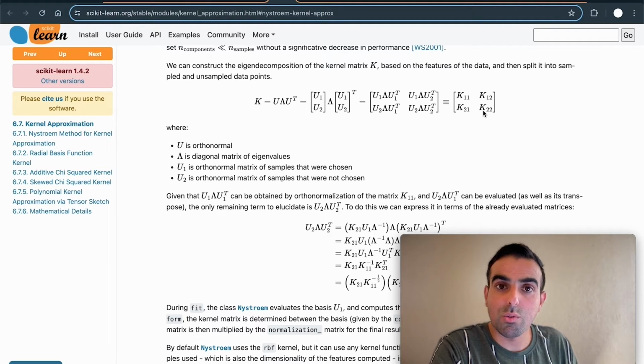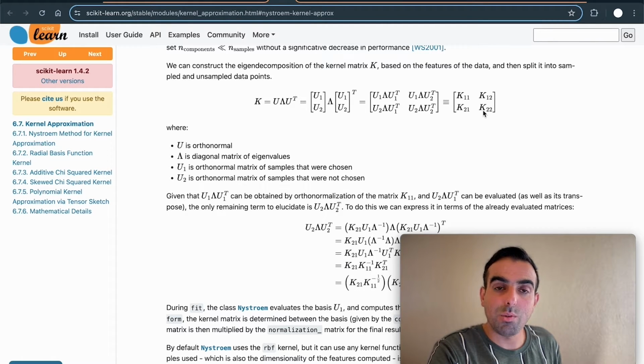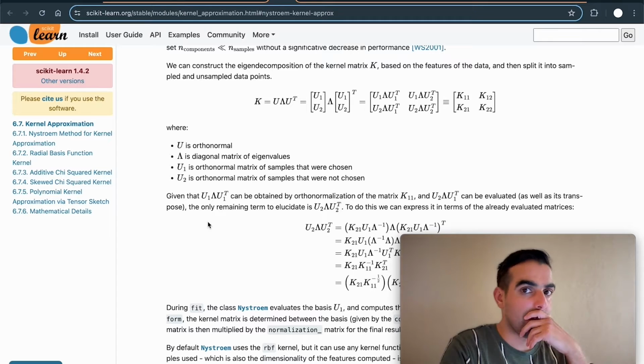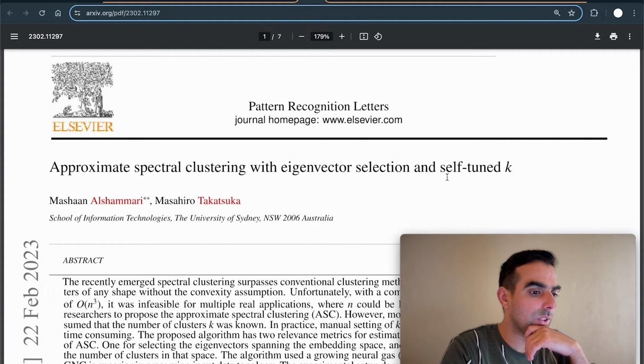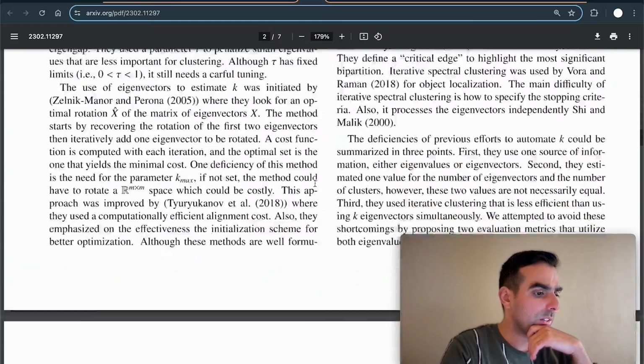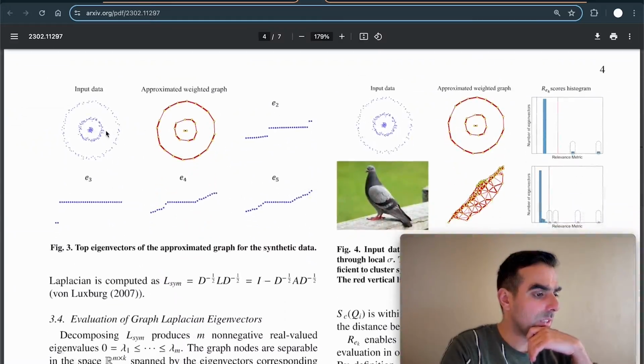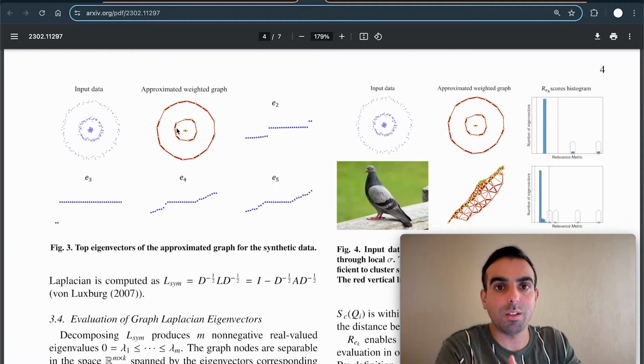So we got two methods to reduce the computations for spectral clustering. You can run k-means on points, or you can use the Nystrom method. I've done approximate spectral clustering research myself. In my PhD, we wrote this paper, approximate spectral clustering with eigenvector selection and self-tuned K. Basically we run k-means on these points to find these representatives, and our job is to find a good similarity between these representatives. The similarity can be the distance, it can be the number of shared points.